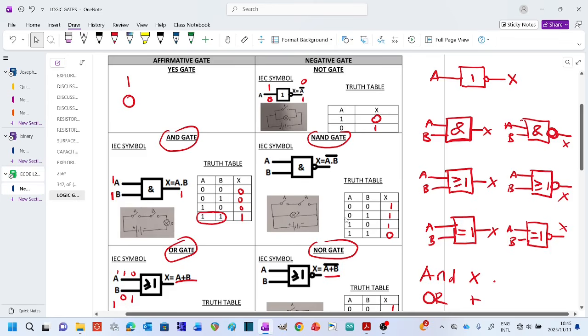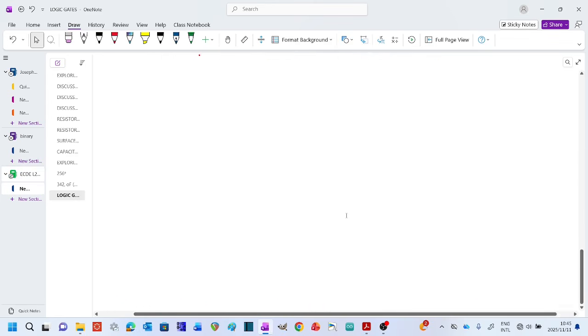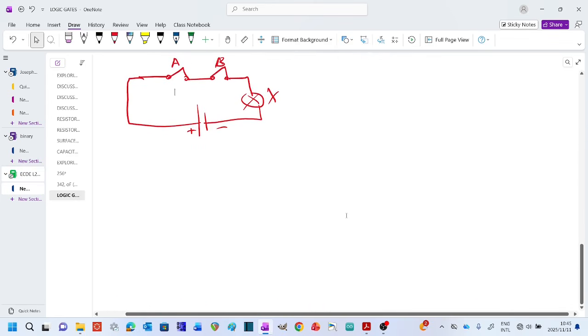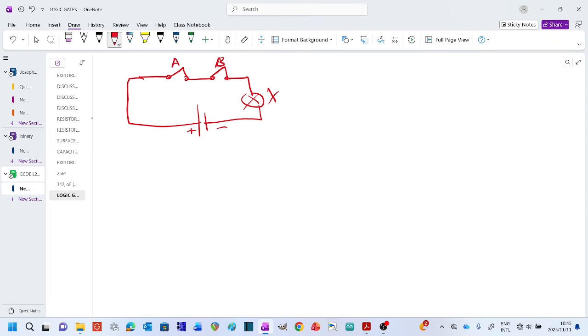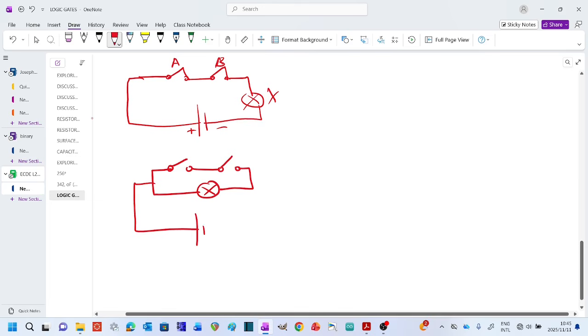Now, the NAND, how does the NAND operate? For your NAND, your switches are still in series, but both of them are now in parallel with the light. That's what happens. In series, but in parallel with the light. So you end up with something that looks like this.